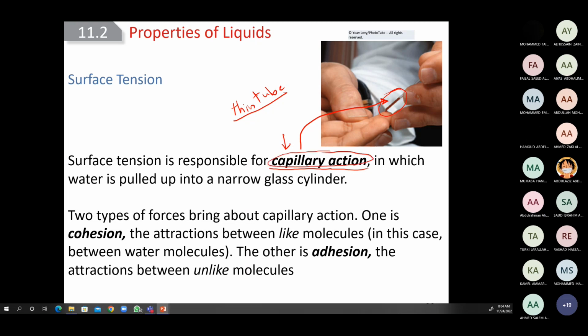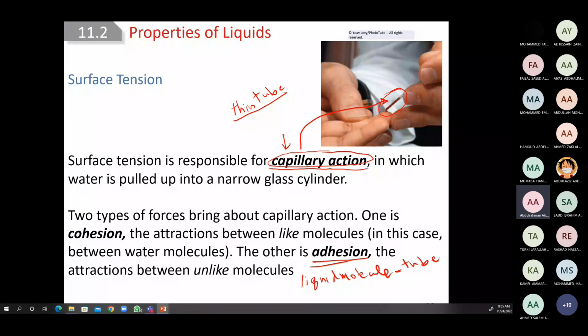Adhesion. Yes, adhesion. Excellent. Adhesion is the reason. What's adhesion? Attraction between unlike molecules, in that case, the surface of the tube and the blood. Exactly. So it is the liquid molecules with what? With the tube surface. With the tube molecules.